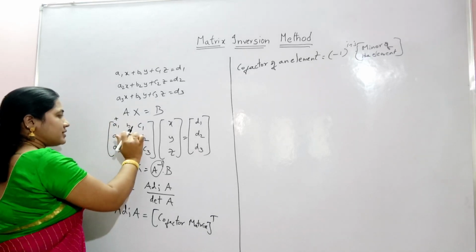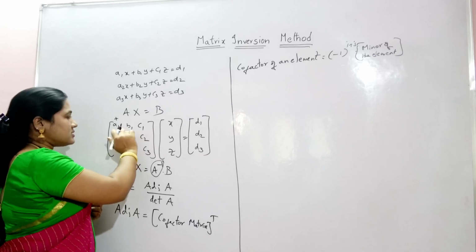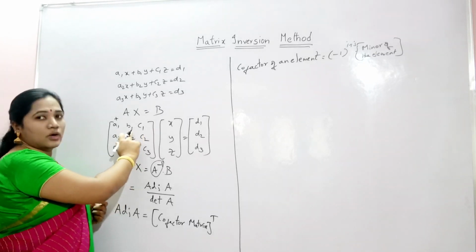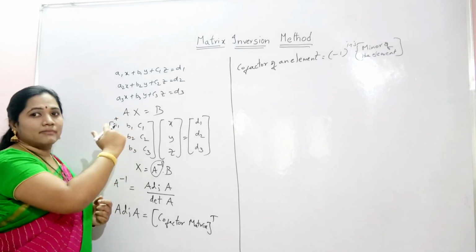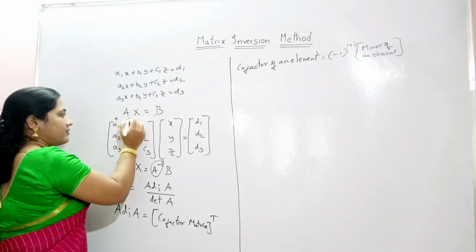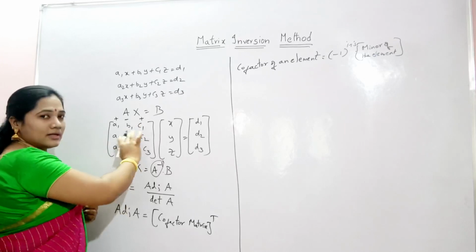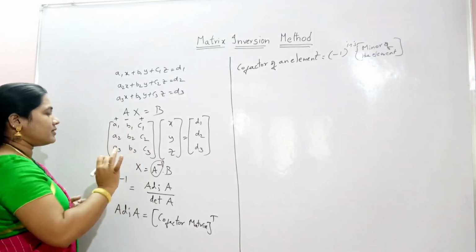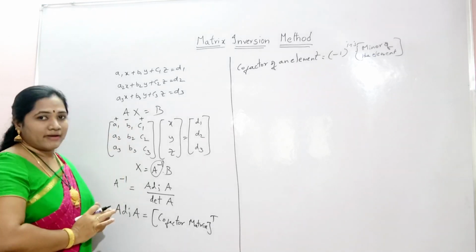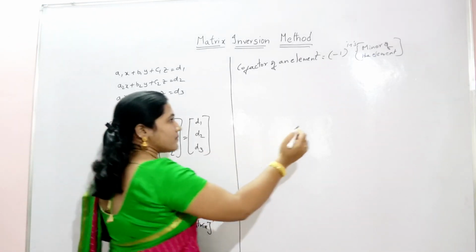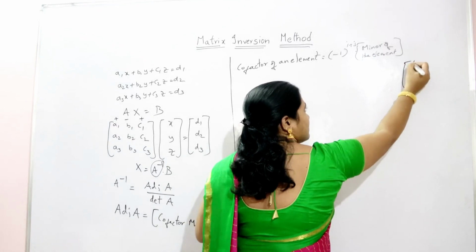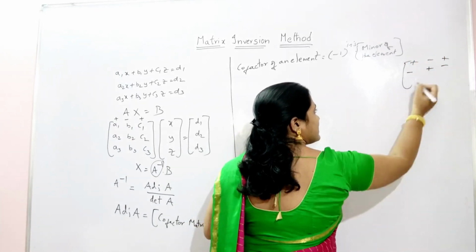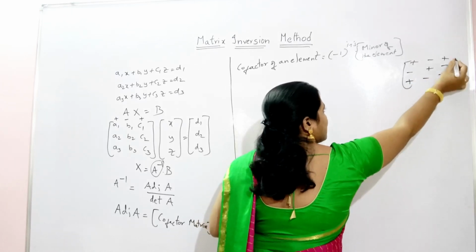Similarly, if you take the second element b1, it is in the first row and in the second column, so minus 1 whole power 1 plus 2. That is negative. And for the third one, similarly, it is positive. You just remember these signs for writing the cofactors: plus, minus, plus, minus, plus, minus, plus, minus, plus.